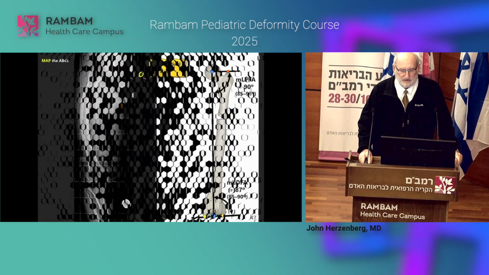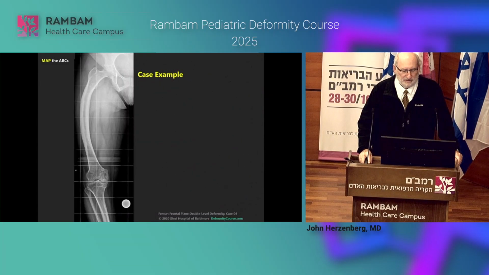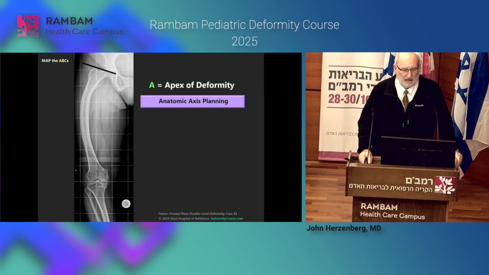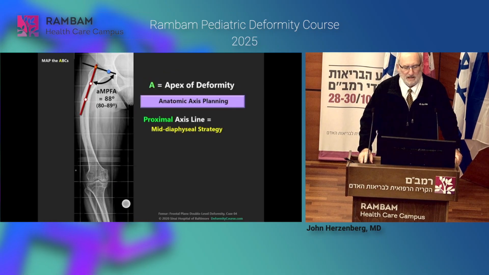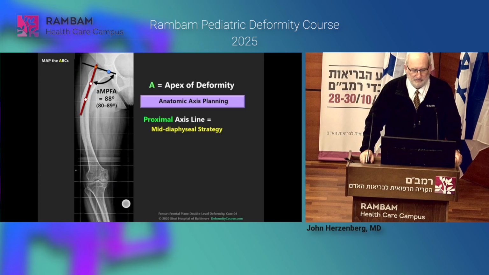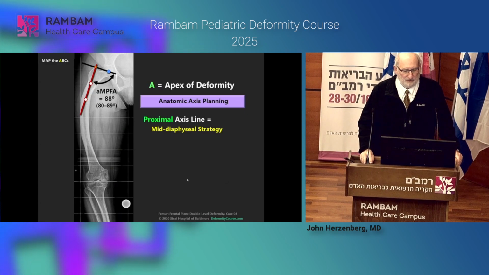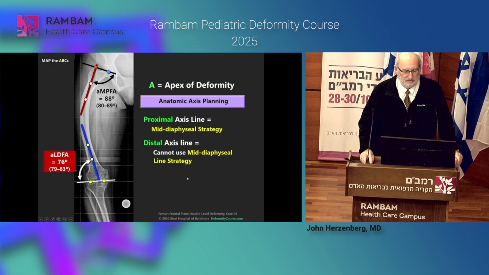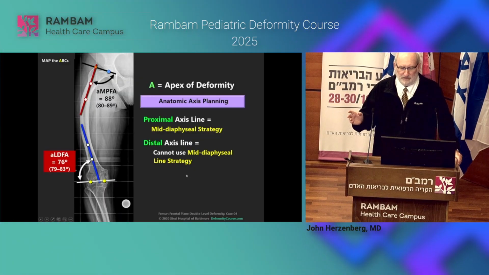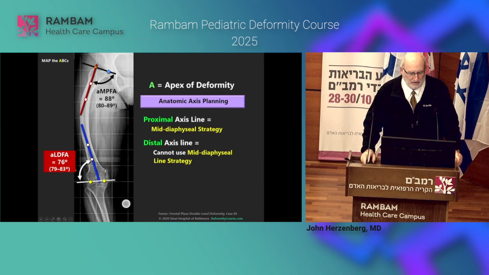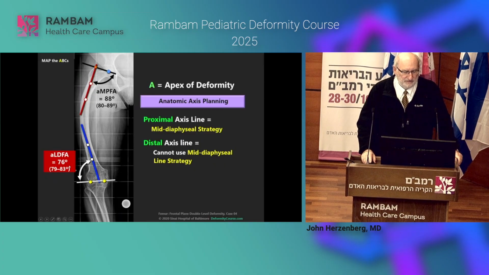And I do have a case to show you. This is a clinical case example of a bowed femur. And we use the anatomic axis planning. So there's the MPFA of 88 degrees, which is normal. And we can have a distal anatomic LDFA, not the mechanical LDFA, but the anatomic LDFA, which is usually about 81 degrees. Here it's 76. That's within just about the range.